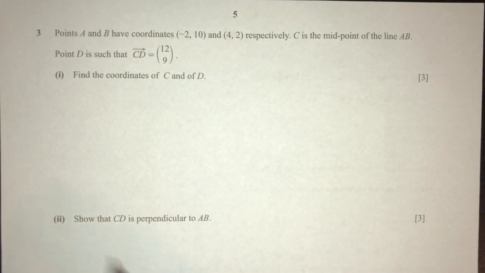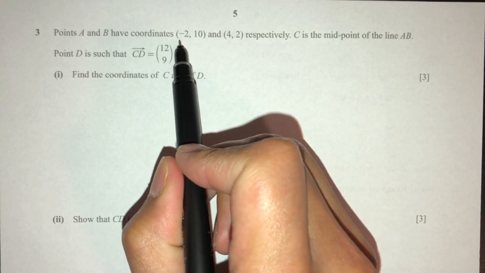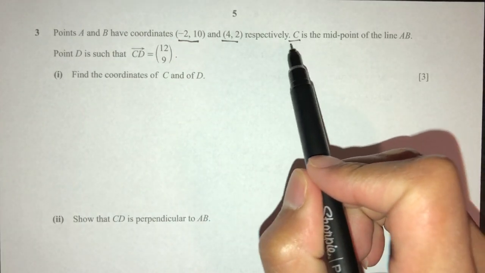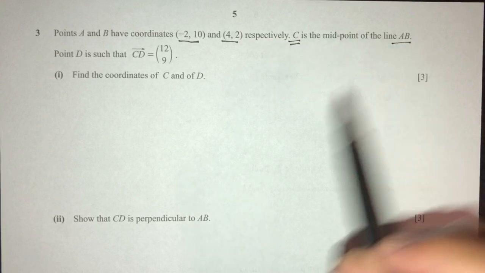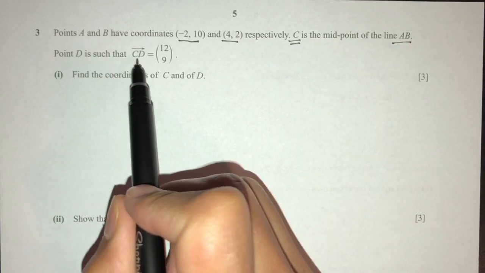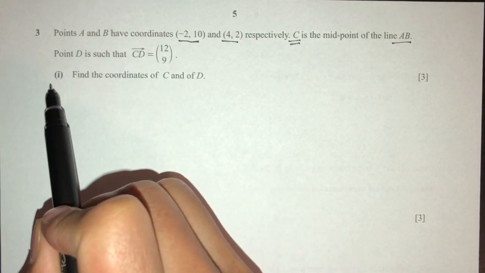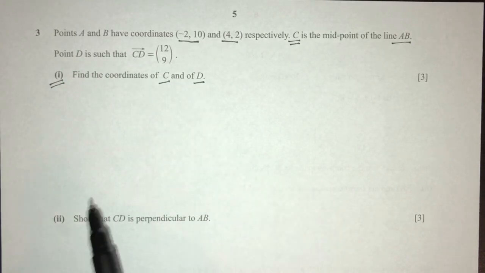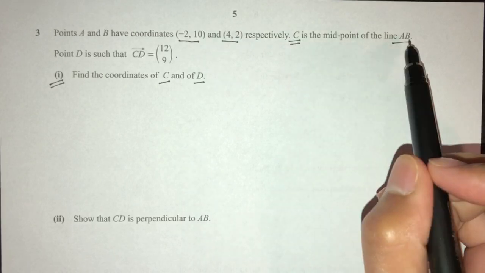Question number 3, points A and B have points this and this respectively. C is the midpoint of the line AB. D is such that CD is given by this. So part 1, find the coordinates of C and D. So first is C is a midpoint of AB.